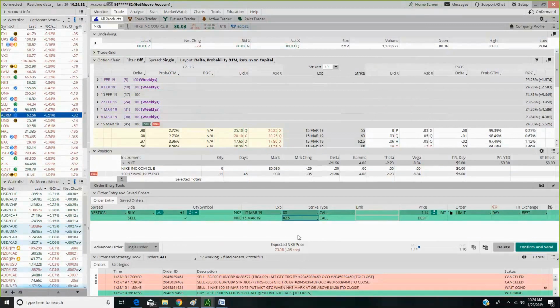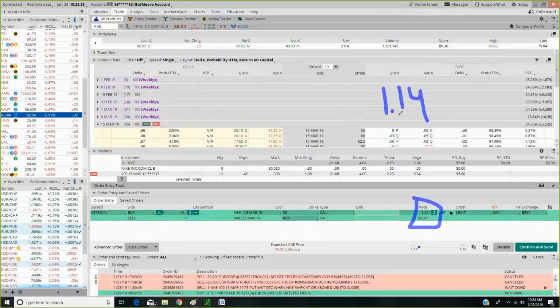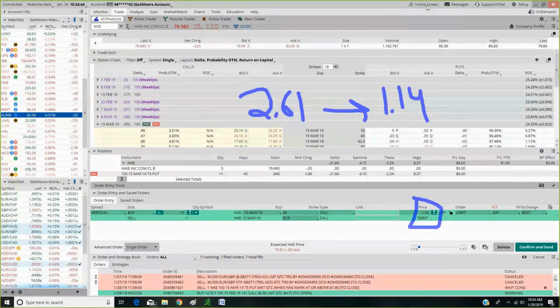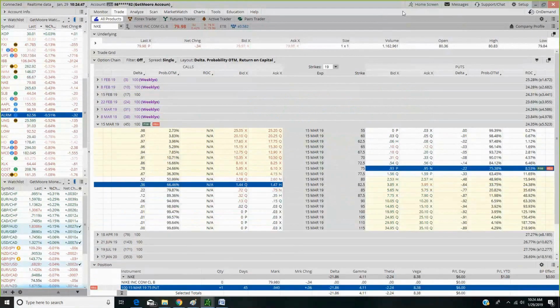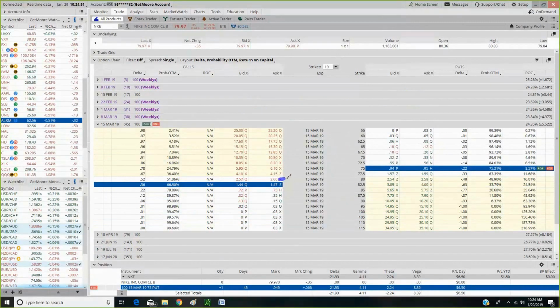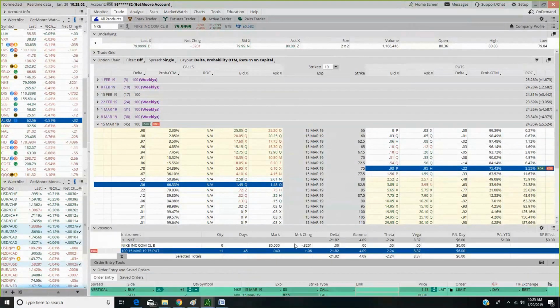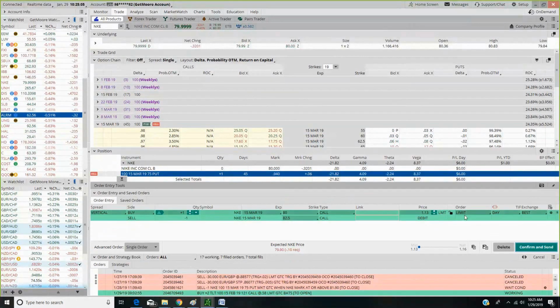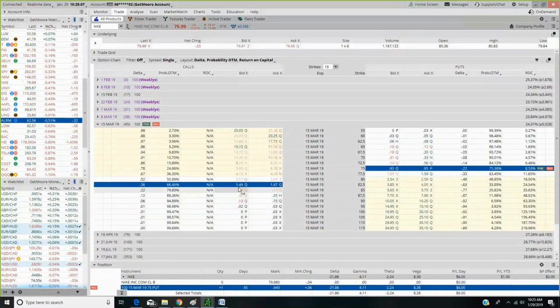But if I buy the vertical spread, I'm going to sell the 82.5, and I'm going to buy the 80. How much does it cost me? 114. What was the other one? 261. So it costs less, because the 80 strike is costing me 260, but I'm selling the 82.5, so I get $1.44 credit. So the difference is what it costs me, because I'm getting a credit and I'm buying it. So basically, I'm getting this credit and I'm helping that credit pay for part of the cost.